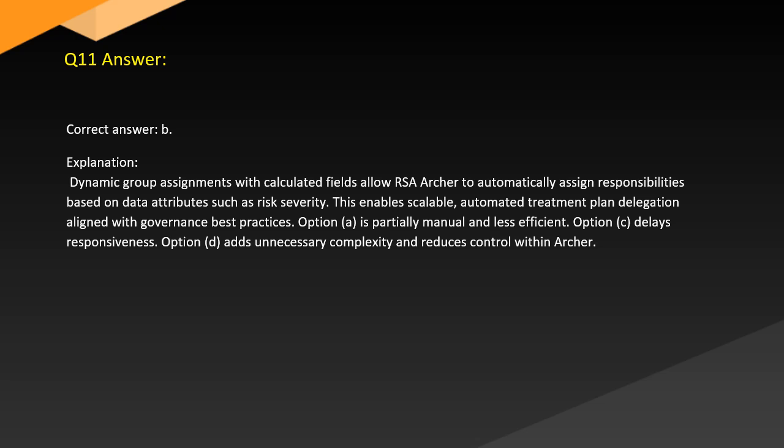Answer. Correct answer: B. Explanation. Dynamic group assignments with calculated fields allow RSA Archer to automatically assign responsibilities based on data attributes such as risk severity. This enables scalable, automated treatment plan delegation aligned with governance best practices. Option A is partially manual and less efficient. Option C delays responsiveness. Option D adds unnecessary complexity and reduces control within Archer.